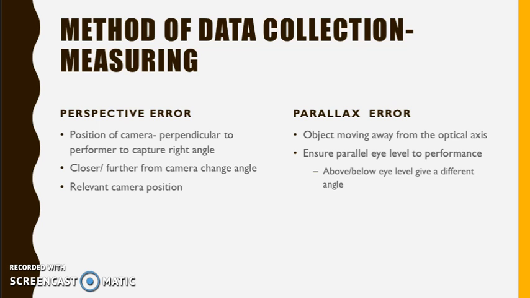Parallax error refers to objects moving away from the optical axis of the camera. This is important for biomechanists to prevent, because if the camera was moved above or below the optical axis, they would receive a different reading. To prevent it from happening, they would have to ensure the camera is kept at eye level, parallel to the performance.